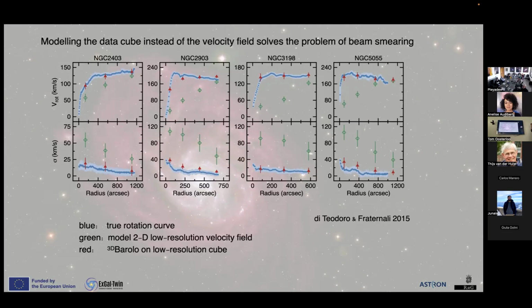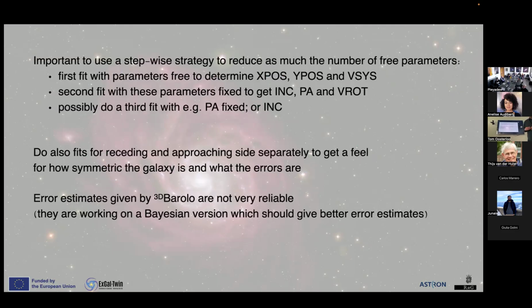So now this is Barolo, a famous code, and several of you must have used it, of course. But this is the way to do it. I want to make a few remarks on how to use it. It's not completely straightforward. The way I do it is first I do a fit with all parameters free. I try to make some initial guesses: where is the center, what is roughly the inclination, etc. You do a first initial fit, and the result of that fit is the central position and the systemic velocity. You don't care about the rotation curve yet.